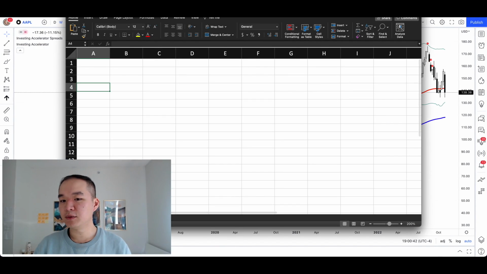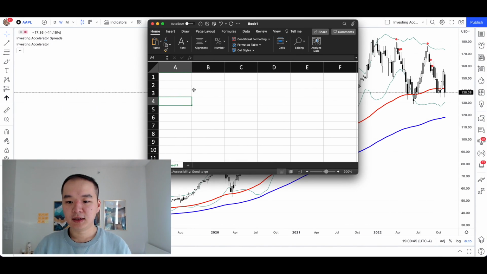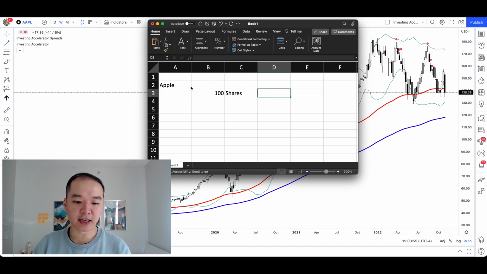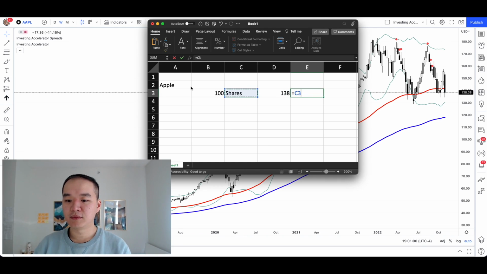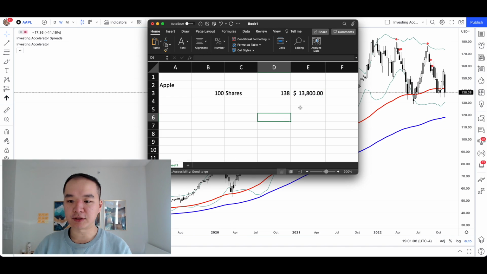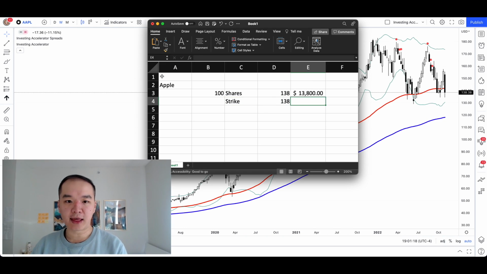All right, so here we have an Excel, and let's start with Apple. There are 100 shares of Apple that you need to purchase first. And right now, Apple is $138. So that means the cost will be 100 shares times 138, and this is a dollar value, 13,800. Now you can sell a covered call on it. And let's say you choose a strike price that is also 138, 30 days from now.